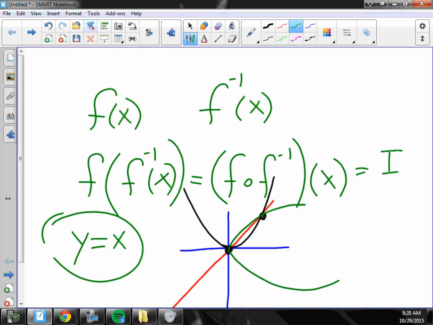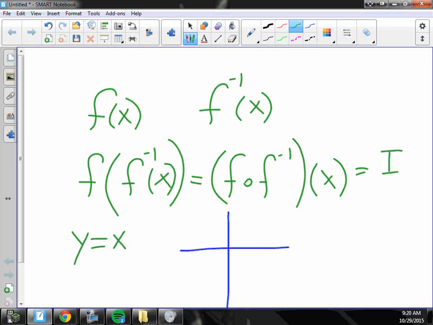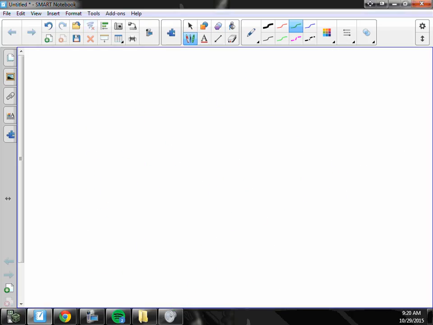So if you take one function and you plug it into the other function, and the resulting function is the identity, what does that tell you about the two functions you're looking at? They're inverses of each other. And that's all that's happening in this.